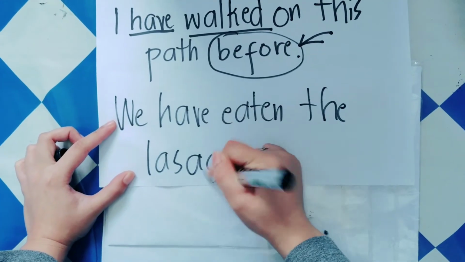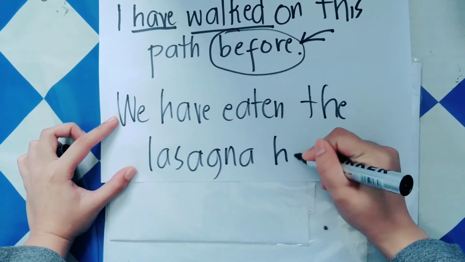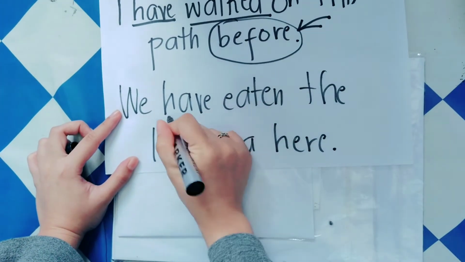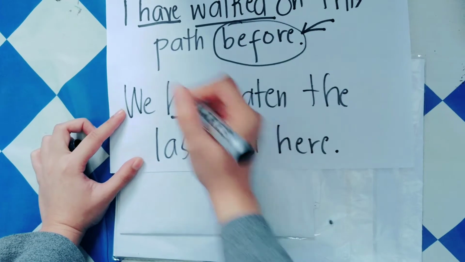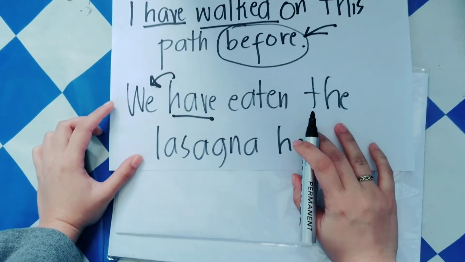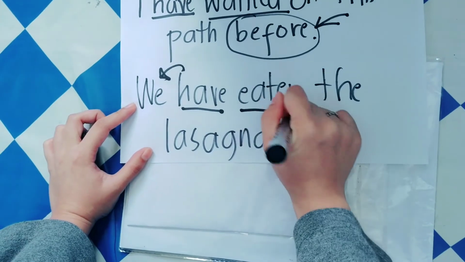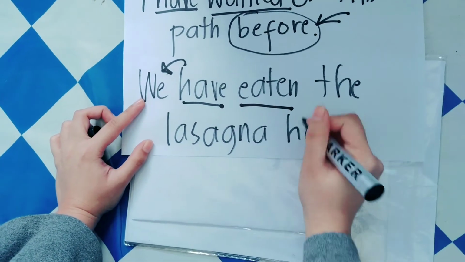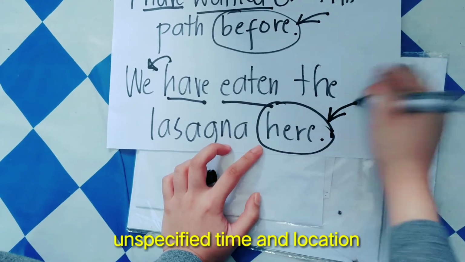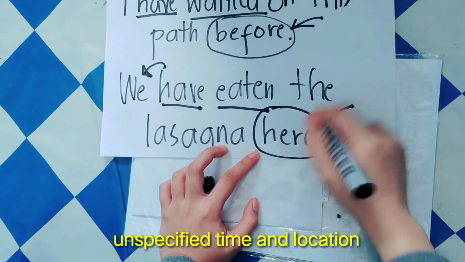Next example is this sentence. Just like earlier, this have is the present tense depending on the subject, which is the first person plural, the eaten, which is the past participle, and the here. This word represents unspecified not just time but location.